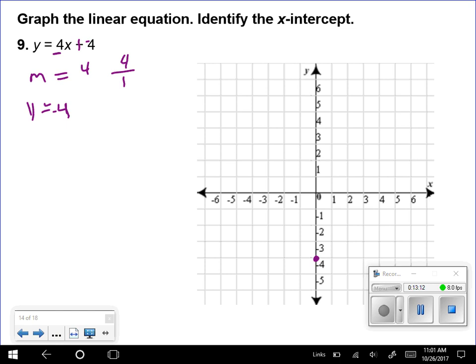Then I'm going to use my slope to graph my next point. I'm going to rise 4, run 1. And it's all positive, so I'm going to go up and right. 1, 2, 3, 4, run 1. So my graph would look pretty steep because it's got a larger slope. Something like that. Use a straight edge. So my x-intercept again is at 1.